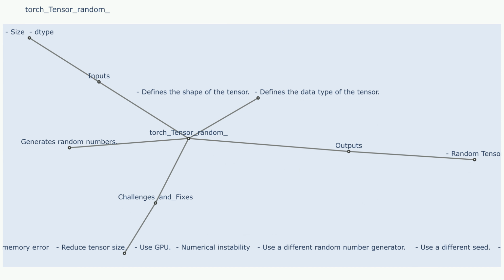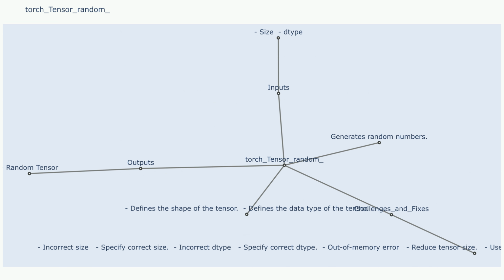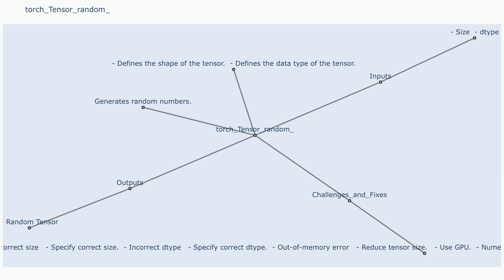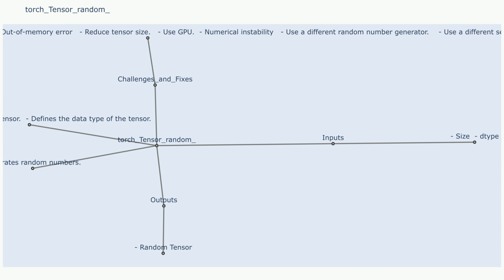Challenge 3. Using random_ on a tensor with a specific data type. Sample use case: if the tensor is of a specific data type, such as torch.int or torch.bool, random_ might not produce the desired results. Fixes. Use torch.randint for integer tensors. Use torch.bernoulli for Boolean tensors. Ensure the data type is compatible with the random number generation method you choose.